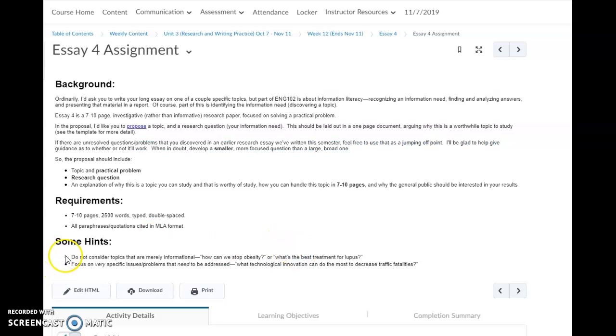A couple quick hints. Don't consider topics that are merely informational, like how can we stop obesity or what's the best treatment for lupus. Those are things we know the answers to, and all you would be doing is presenting information that's already known. You want to focus on very specific issues or problems that need to be addressed. Like, what technological innovation can do the most to decrease traffic fatalities? That's a very specific question. We do not know the answer to it, or at the very least the answer is somewhat debatable. And you could look into the statistics and why.